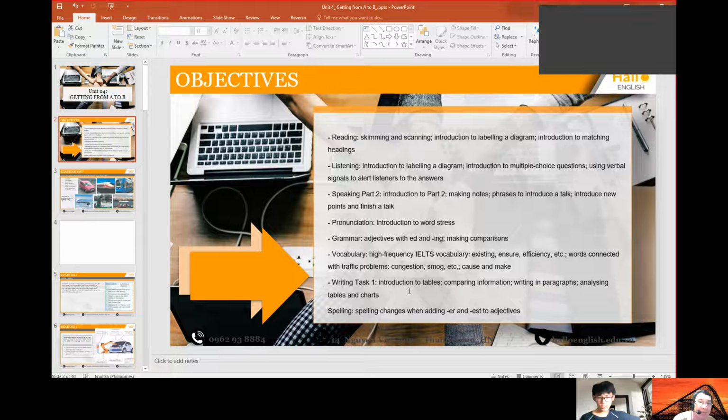Okay, so those are the objectives of our lesson, and maybe it takes 2 weeks for us to finish this one. But don't you worry. We're not in a hurry because these are all very important as part of the IELTS test.